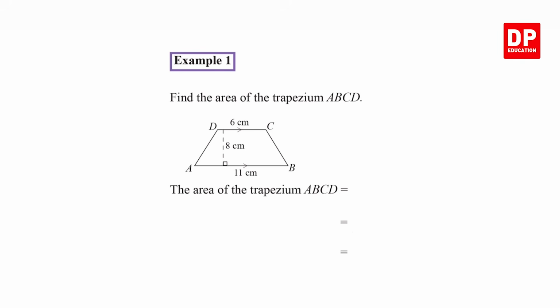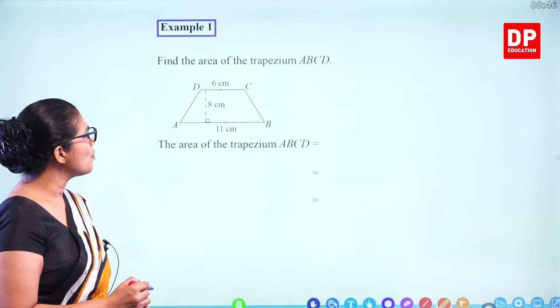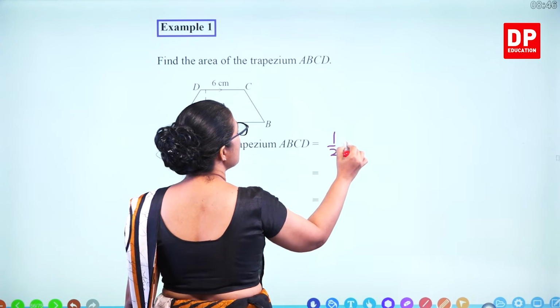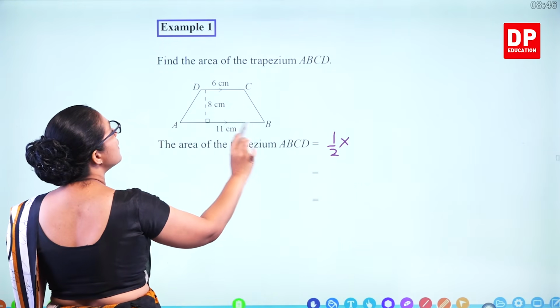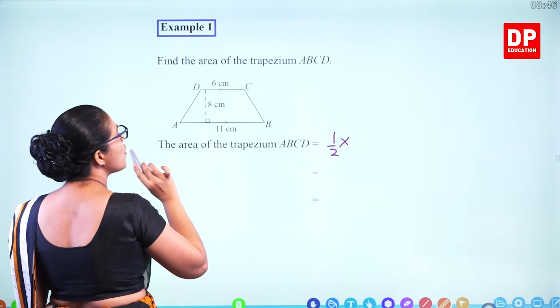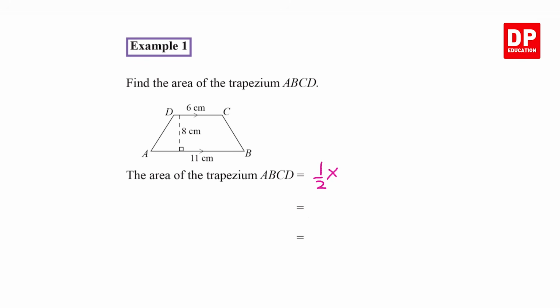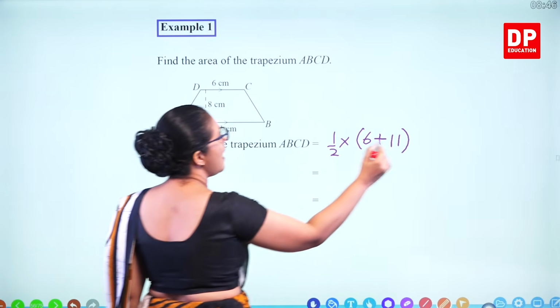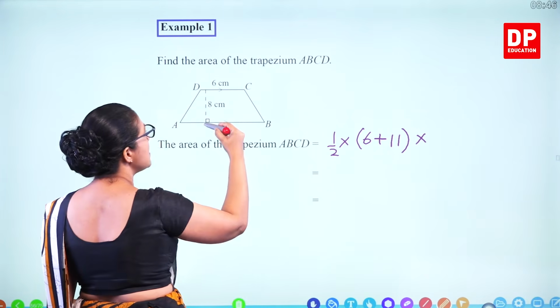Example number 1, find the area of the trapezium ABCD. So what's the formula? Half times the sum of the lengths of the parallel sides. 6 plus 11, those are the two lengths of the parallel sides. And the perpendicular height is 8.